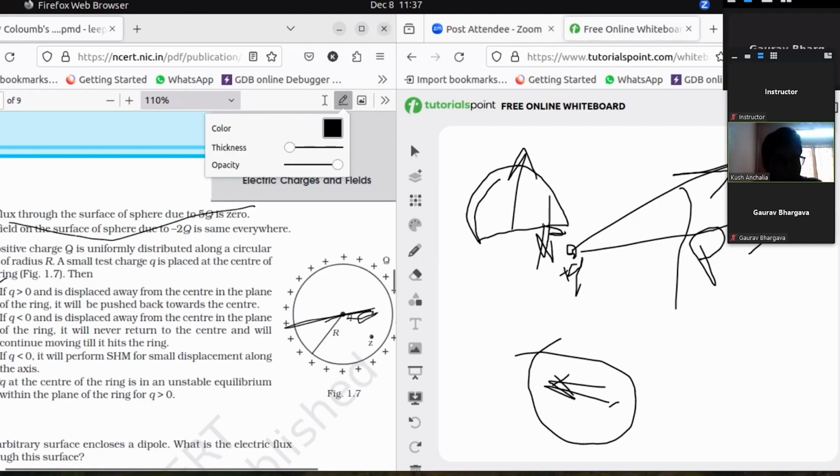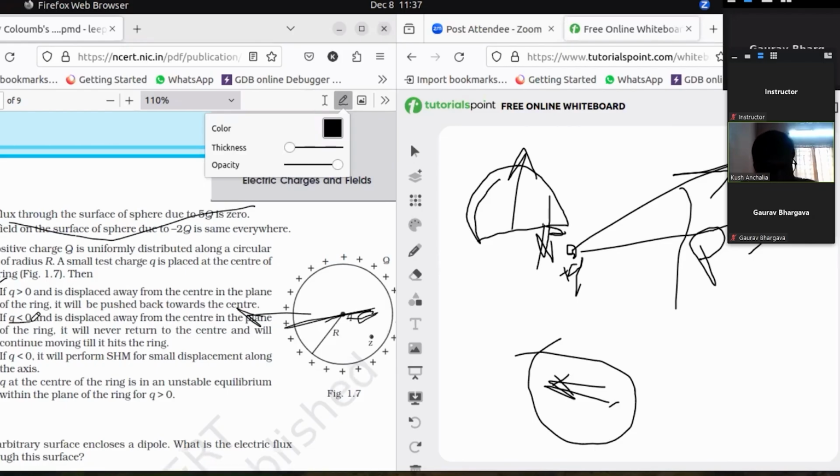For q at the center of the ring, it is in unstable equilibrium. Now it is in stable equilibrium. It will return to this one. And q less than 0 is displaced away from the center of the ring. For q less than 0, if we take it out of the plane, the hole will try to attract it. But once it's inside, it will try to be pushed back.